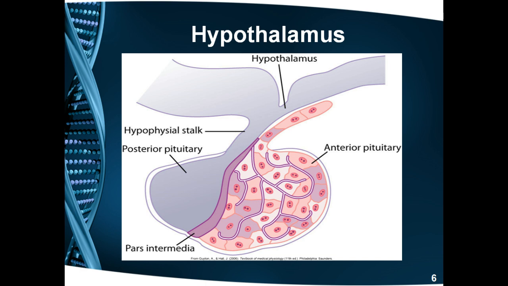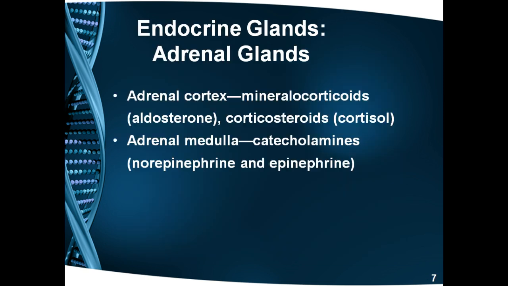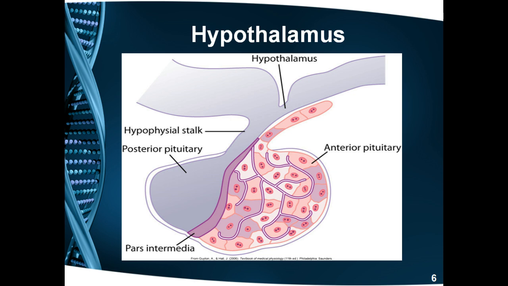The posterior pituitary consists of vasopressin, which is really another word for the antidiuretic hormone, and oxytocin, which works for uterine contractions and breast milk. You pretty much have to know the anterior pituitary hormones and the posterior pituitary hormones because they will test you on that area.